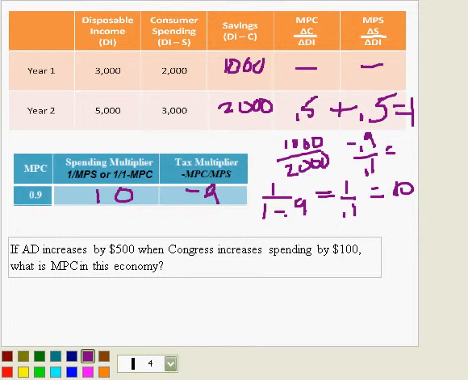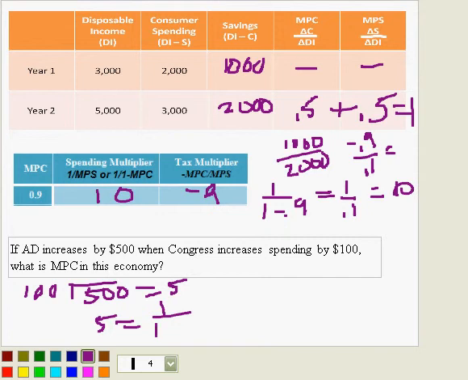If AD increases by $500 when Congress increases spending by $100, what is the MPC? Well, the first thing you have to do with this question is find out what the multiplier is. In order to find out the multiplier, we're going to divide the $500 that AD increases by the change in consumption, and we see that the multiplier is 5. From there, we can simply plug it in to our spending multiplier formula and solve for MPC. So it's 5 equals 1 over 1 minus MPC. Since you've all had algebra, you should be able to solve that problem and come up with what MPC is.